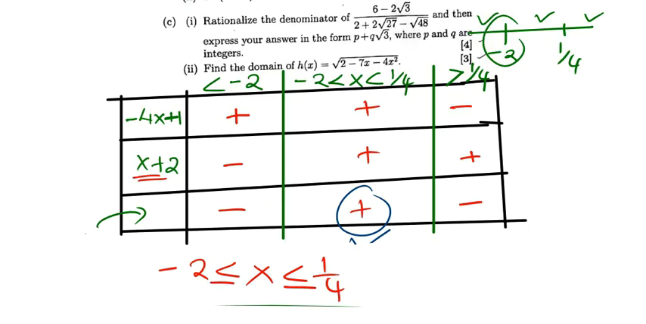So this is actually the domain. This is a set of values of x that would define that function. Yeah. So that's it for B. Simple and straightforward, right?